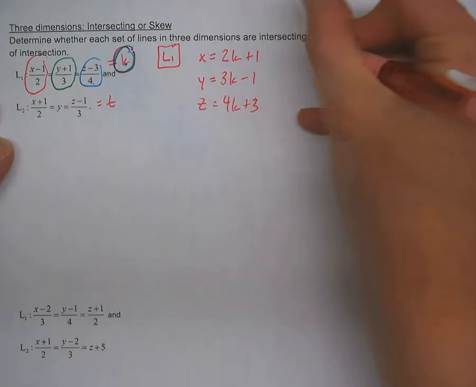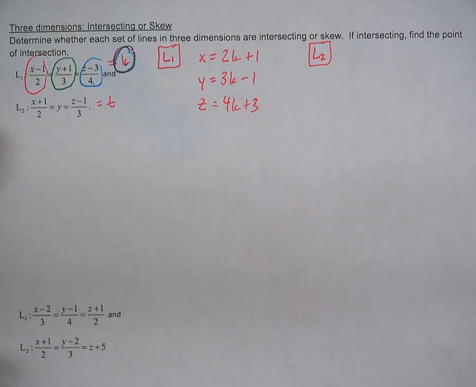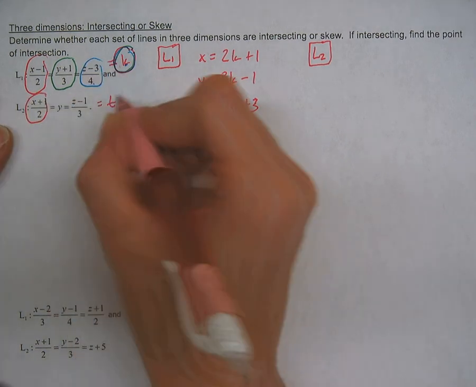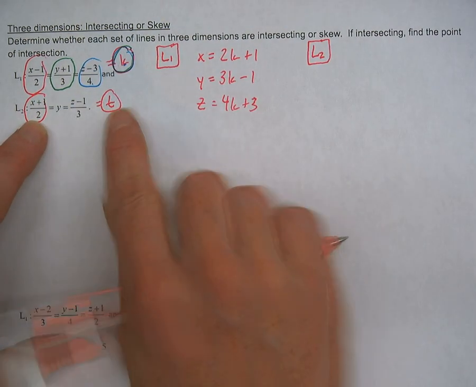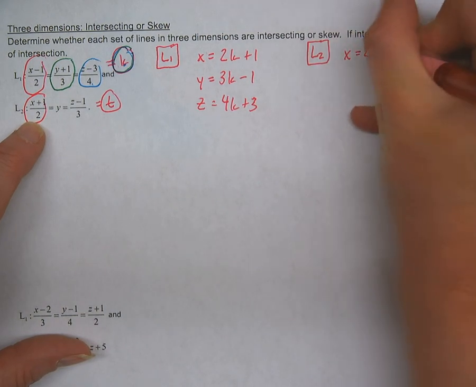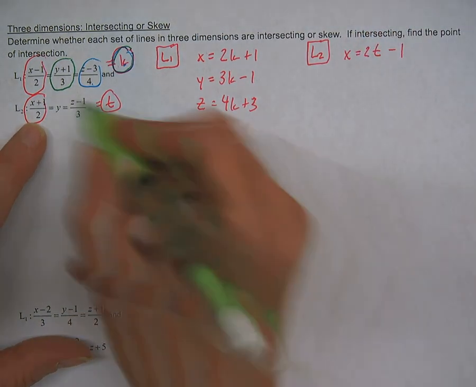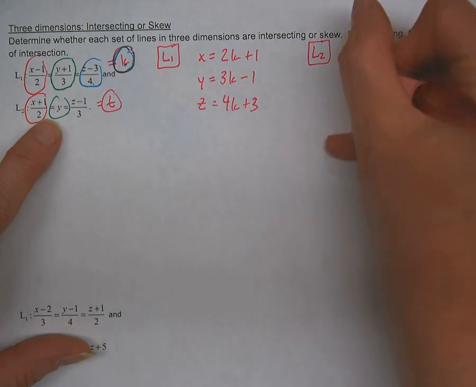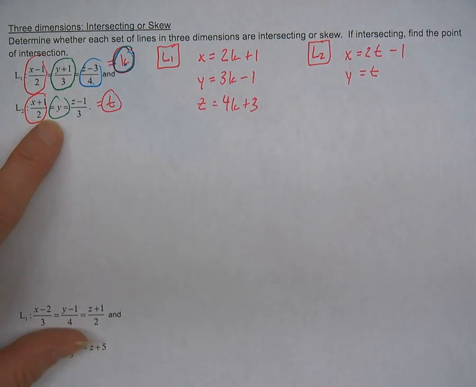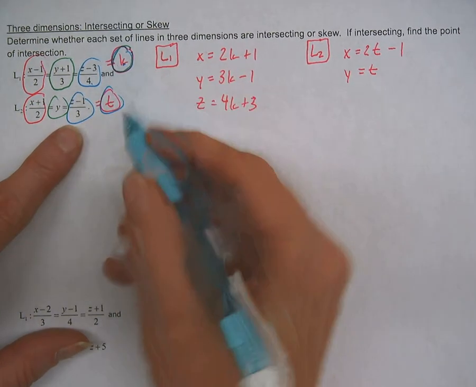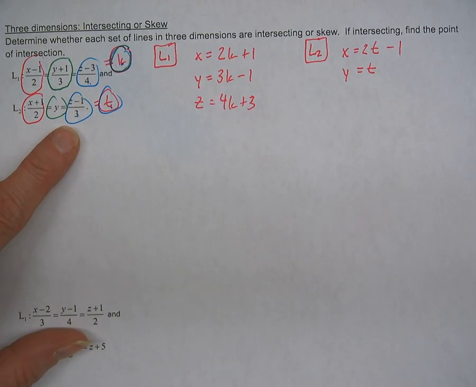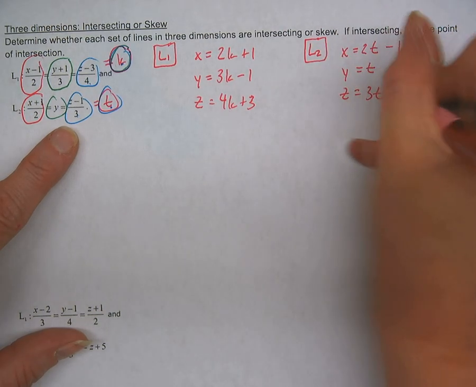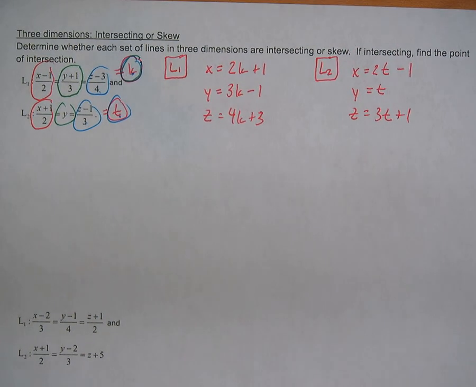And now for line 2, we do the same thing. So for my x component, times the 2 over, subtract 1. For my y component, y just equals t. And for my z component, times the 3 over, add 1. Okay, so I have my parametric equations for both line 1 and line 2. So now we want to figure out what k and t are.